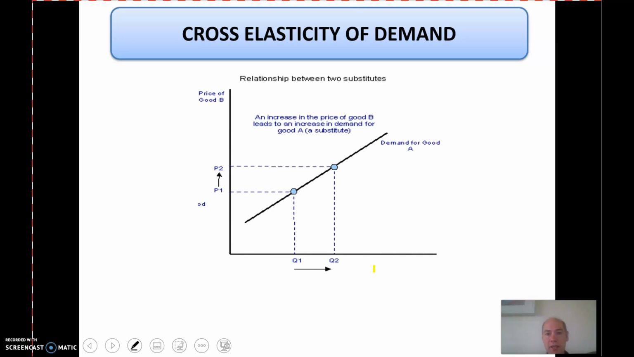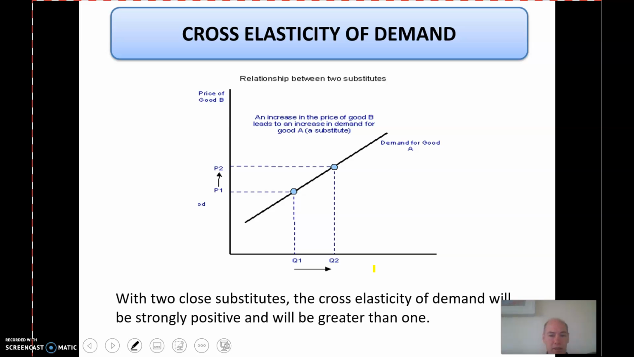Okay, the relationship between two substitutes, have a little look at this. Okay, so we've got price of good A, price of good B, apologies, on the left hand or the vertical axis, and then we've got a demand curve for good A that we can see. Now if there's a rise in the price of good B, okay, so good B becomes more expensive, what are we going to see in terms of demand for good A? Demand should rise. Okay, so if good B becomes more expensive and they're substitutes, there will be an increase in demand for good A.